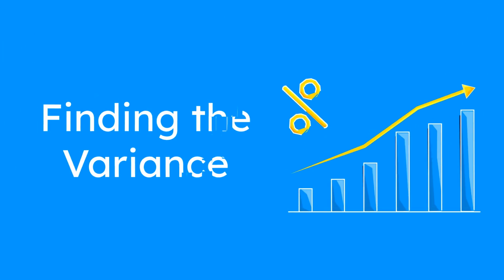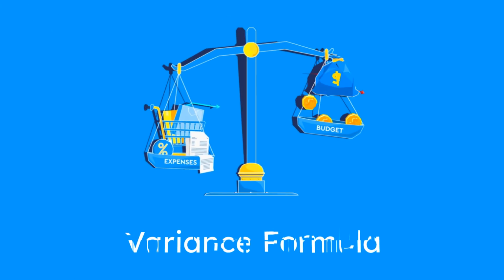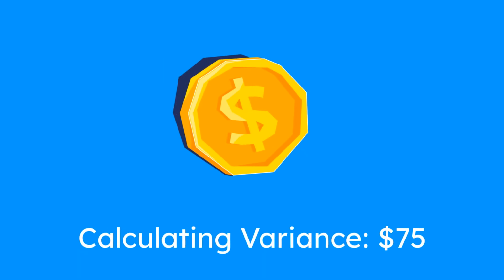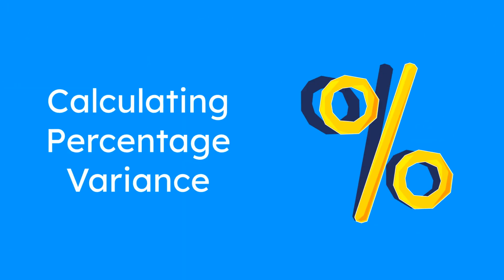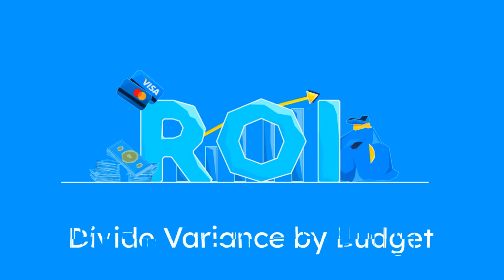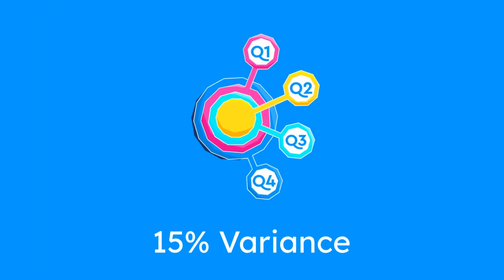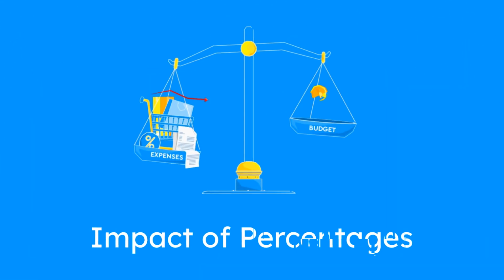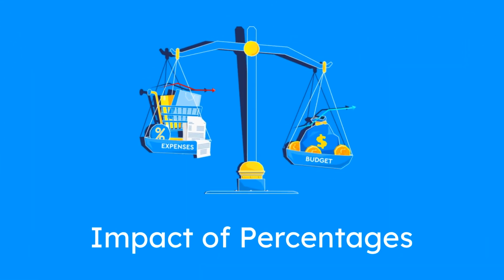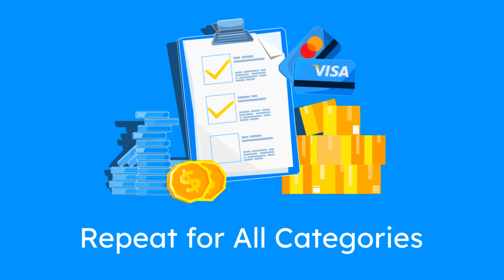Second, find the variance. The formula is actuals minus budget equals variance. So 575 minus 500 equals a $75 variance. Third, for more context, calculate the percentage variance. Just divide the variance by the budgeted amount. In our case, $75 divided by 500 is 0.15, or a 15% variance. Seeing you were 15% over budget can be more impactful than just the dollar amount. Repeat this process for every category in your budget, from income to your last expense.